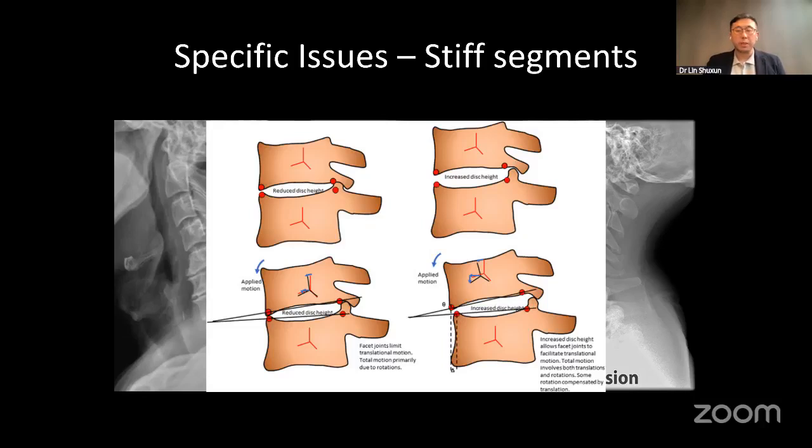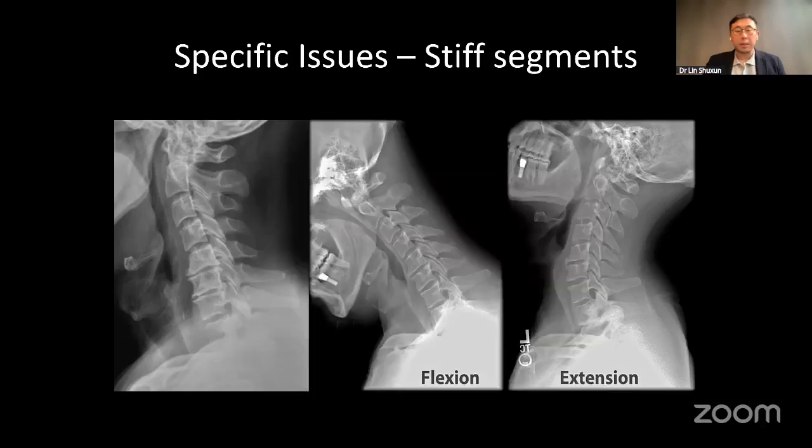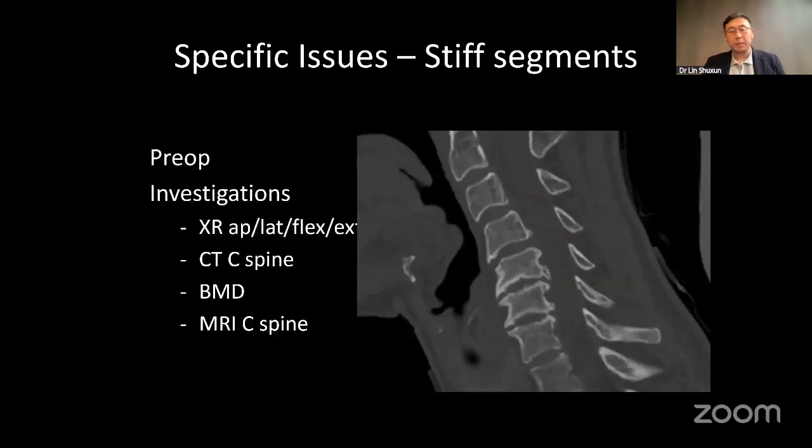So during the procedure, we need to restore disc height with a selected device and remobilize the stiff joints. Back to the case. If we notice that the segments being operated on are stiff and not moving pre-op or intra-op, we cannot reasonably expect much movement after putting in this arthroplasty device. So the first step is to anticipate it.